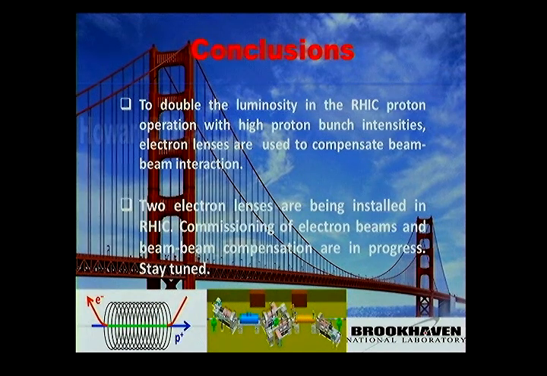Conclusions. To double the luminosity in the RHIC proton operation with high proton bunch intensities, electron lenses are needed to compensate the beam interaction. Two electron lenses are being installed in RHIC. Commissioning of electron beams and the beam compensation are in progress. Please stay tuned.